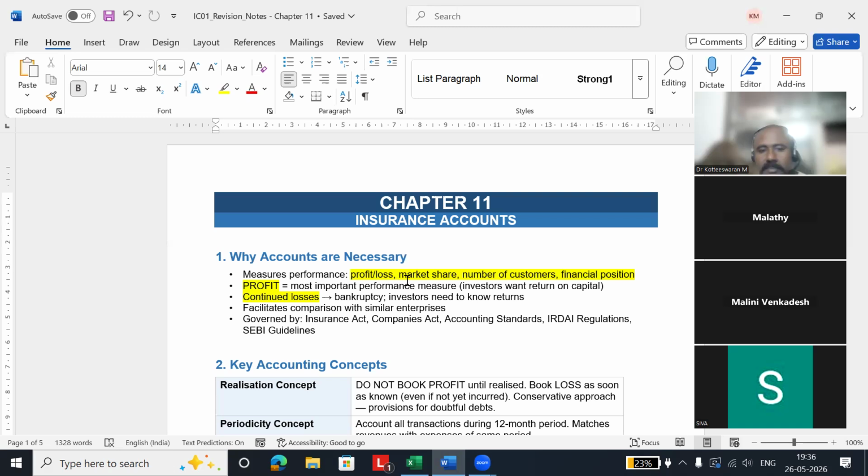With profit and loss accounting only, they will understand the business nature. And the investors will know which company is going good, which is profitable, so they will go and invest more money in the insurance company where the profit is high. So for everything, for accounting profit and loss, to check the market share, the number of customers, and to know the financial position, accounting is needed.